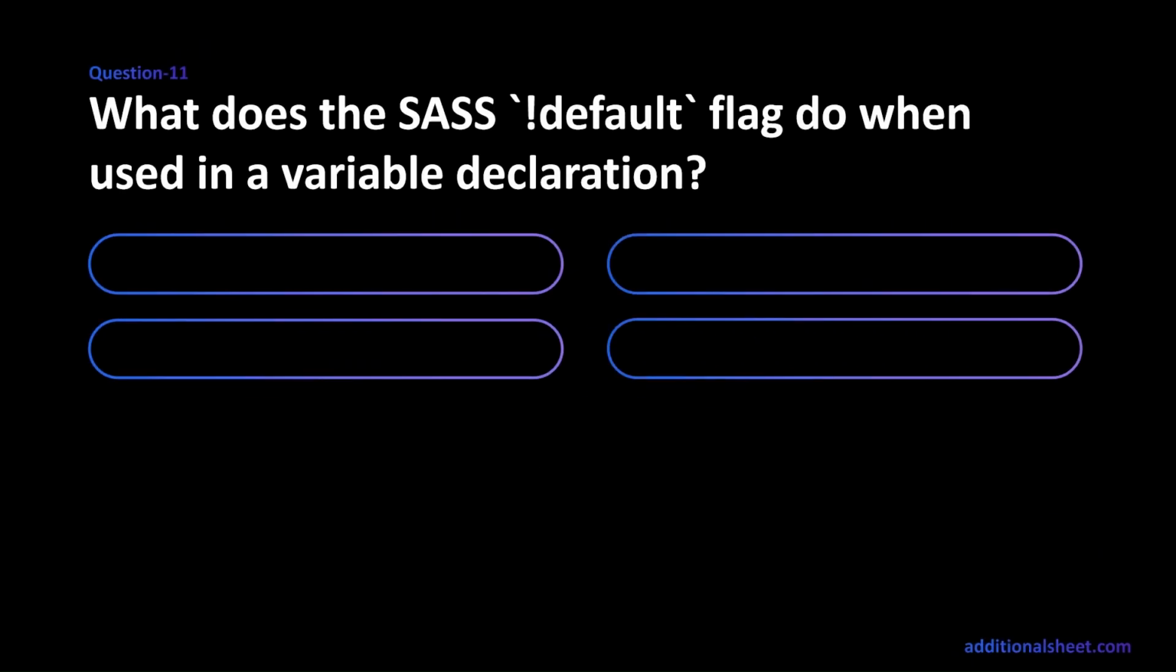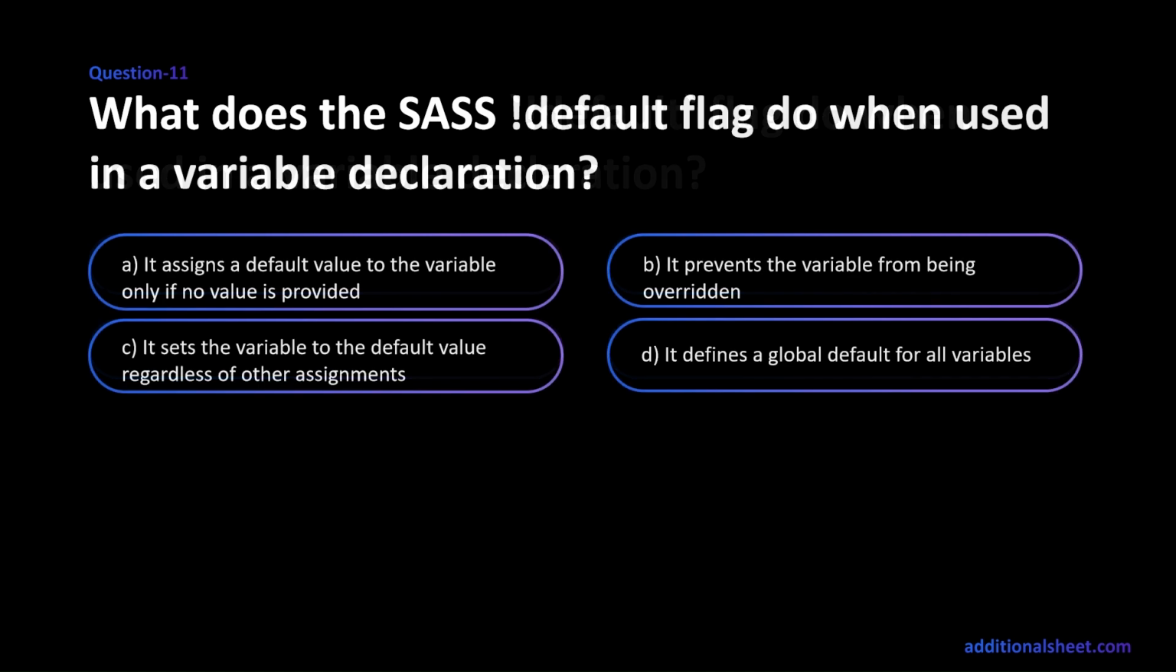Q11. What does the SASS !default flag do when used in a variable declaration? Options are: A. It assigns a default value to the variable only if no value is provided. B. It prevents the variable from being overridden. C. It sets the variable to the default value regardless of other assignments. D. It defines a global default for all variables.